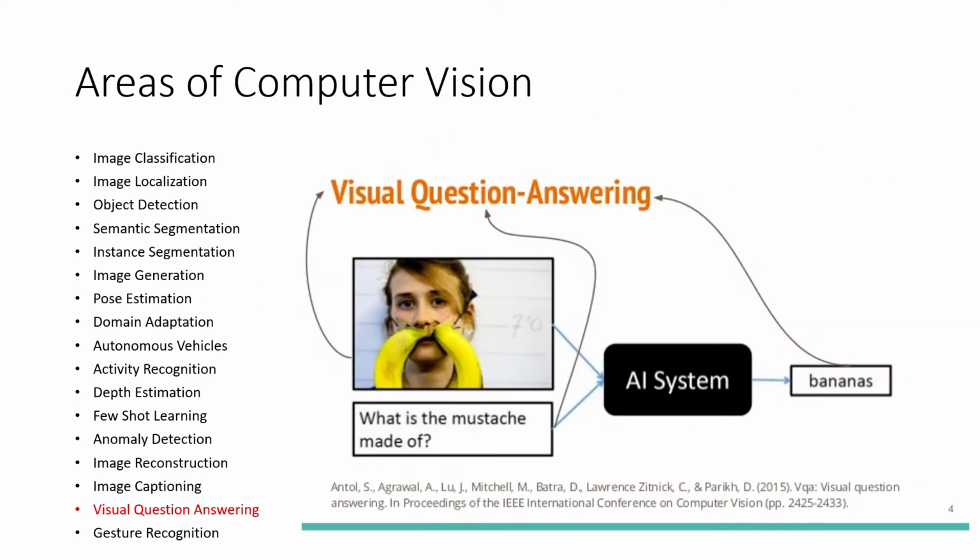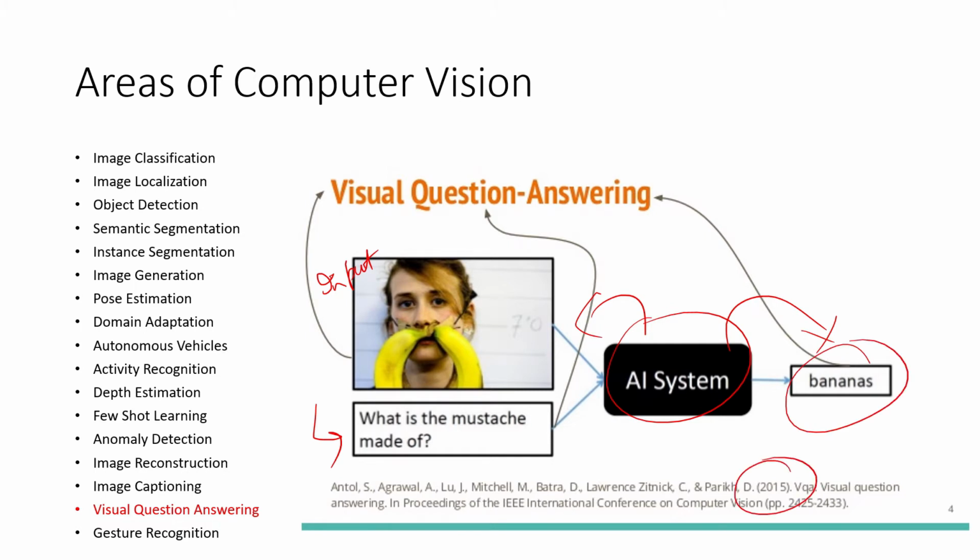Visual question answering. Let's say we give this image as the input, and we ask the classifier, or my AI system, what is the mustache made of? Our AI system will look into the image and infer that the mustache is made of bananas. So this has been done. This is a 2015 research paper, so it is quite old, but yes, this is a very famous problem of visual question answering.